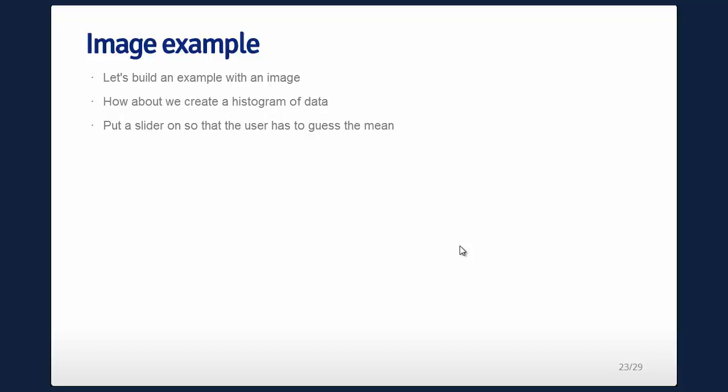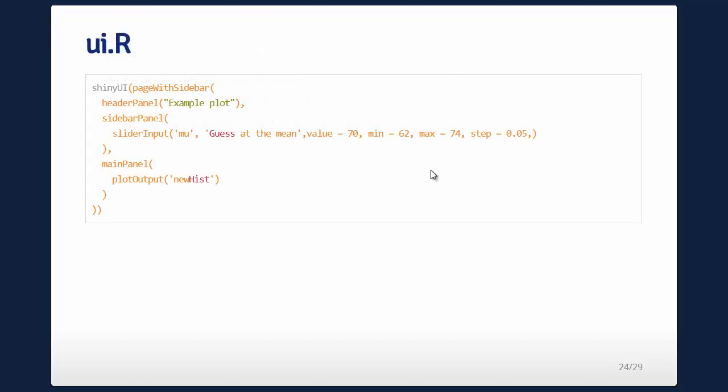Okay, so let me go through showing an image, how to embed an image, and then let's put a slider on it. So we're going to create a histogram and put a slider on it so that the user has to guess the mean.